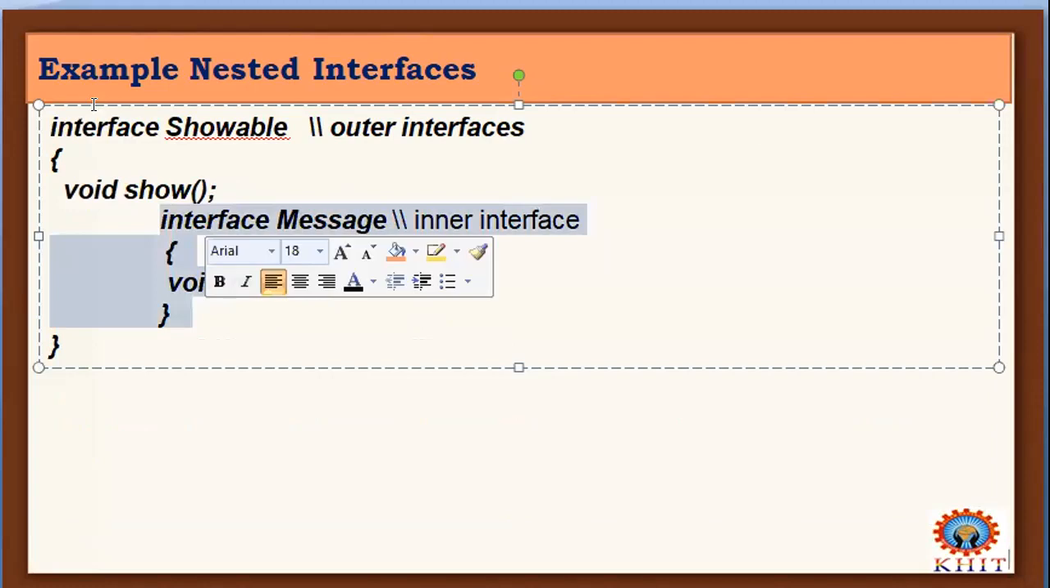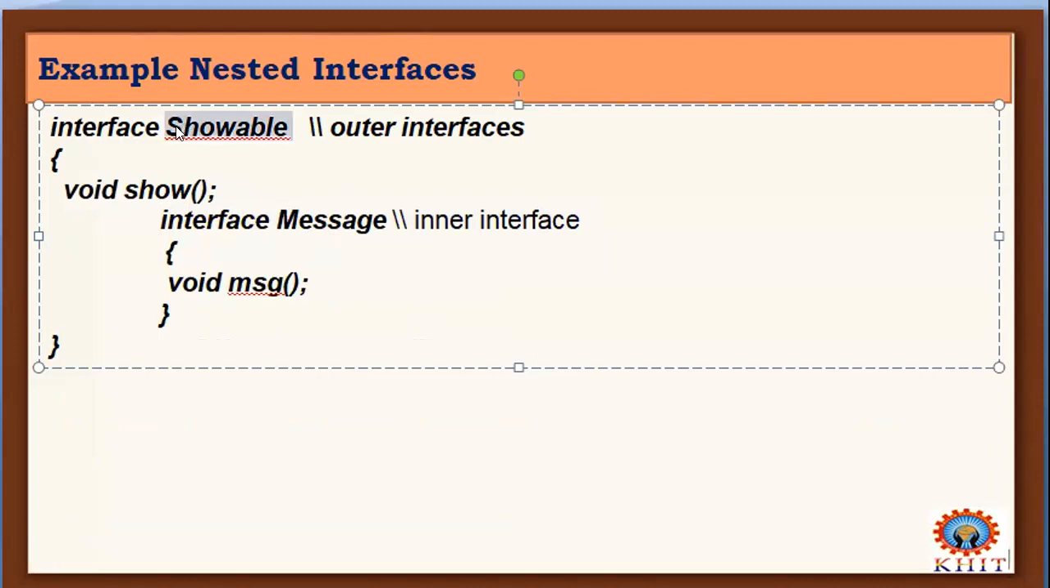So here the inner interface is called Message and the outer interface is called Showable. Always with the help of this outer interface only, we try to refer to the inner interface methods. Okay, keep this point in your mind. Always with the help of the name of the outer interface, we try to refer to the contents of the inner interface by using a dot operator in between these two, like Showable.Message. Okay, so that is the thing you need to observe for this program.